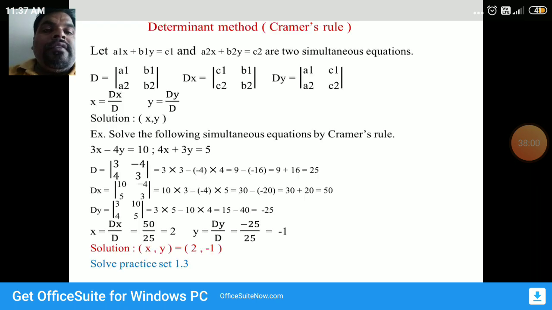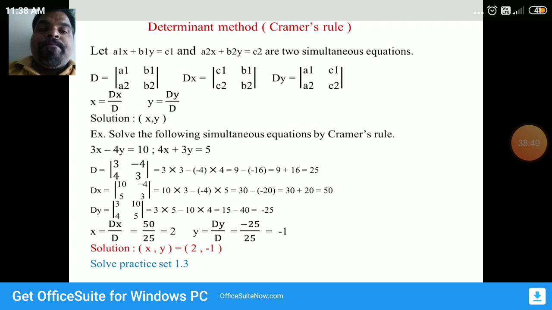use it to solve simultaneous equations. The determinant method is also called Cramer's rule. Let us take two equations, a1x plus b1y is equal to c1 and a2x plus b2y is equal to c2, which are two simultaneous equations. In Cramer's rule or determinant method, first you find the value of determinant D. You take the determinant D as a1 b1 a2 b2, meaning you take the coefficients of x and y.